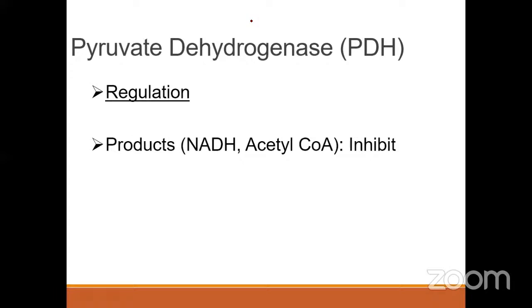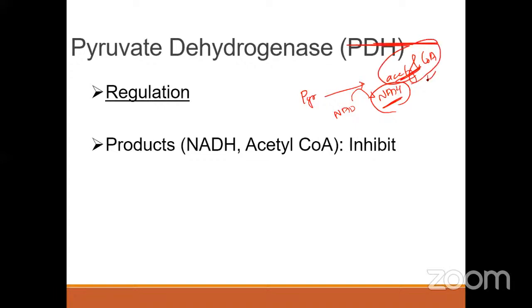Yes, ma'am. Regarding the regulation of pyruvate dehydrogenase, in the pyruvate dehydrogenase reaction, pyruvate will be converted to acetyl CoA, and NAD will be converted to NADH. So acetyl CoA and NADH are formed. These are the products. When the products are present in excess, that will inhibit the reaction.